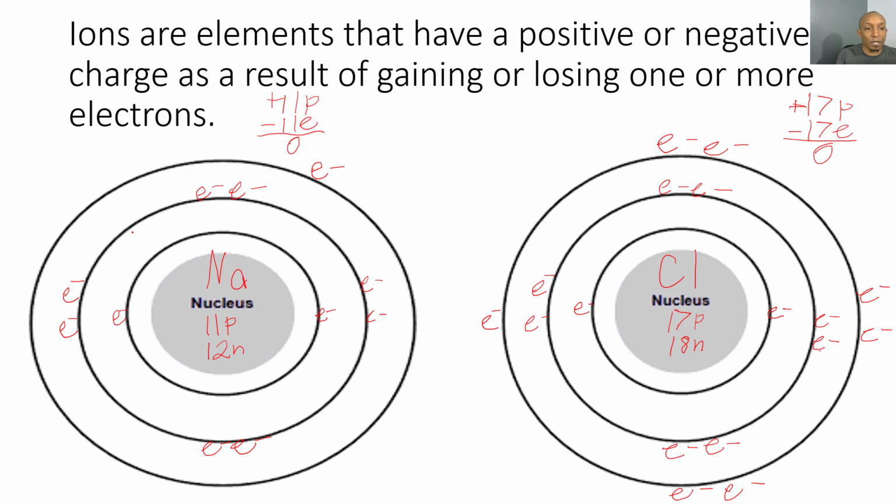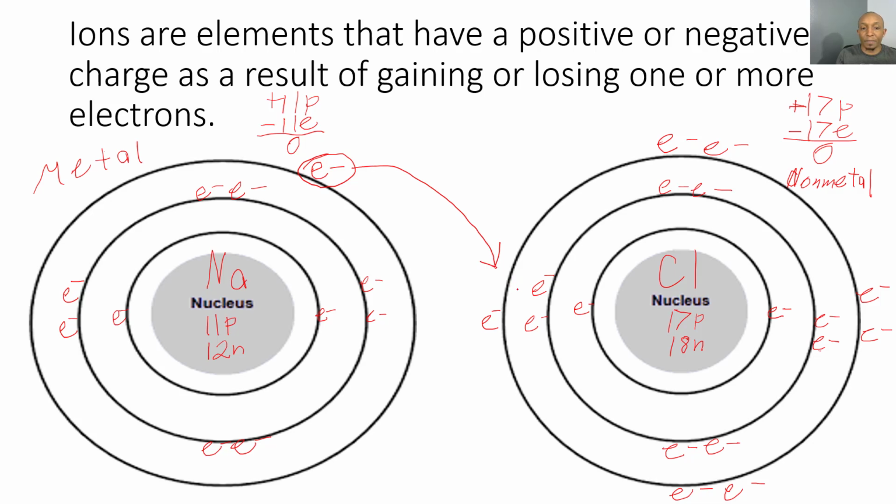Now, since this is a bond between a metal and a non-metal, sodium is a metal and chlorine is a non-metal, this lets me know that this is an ionic bond. And in an ionic bond, electrons are either gained or lost by an atom in order for them to satisfy the octet rule. So in this bond, sodium is going to give away its 1 valence electron to chlorine.